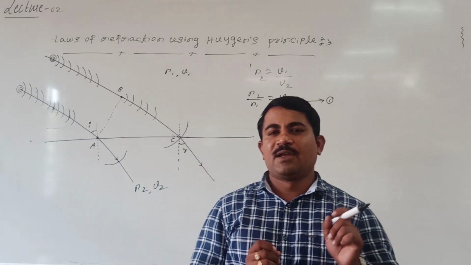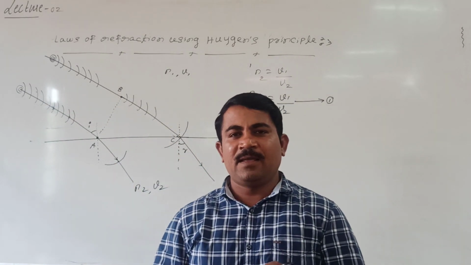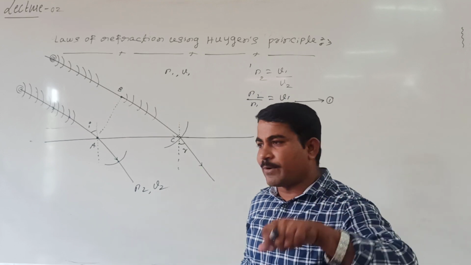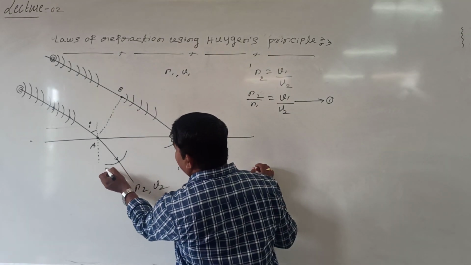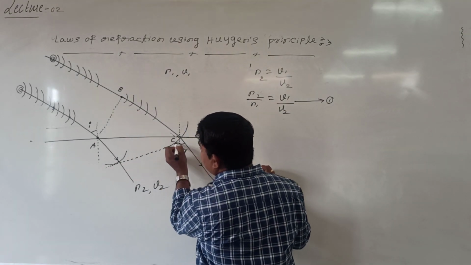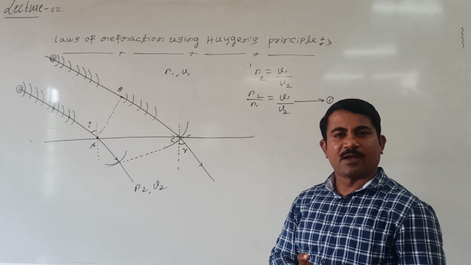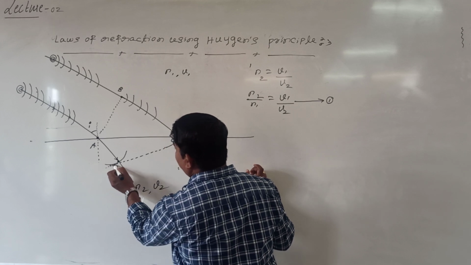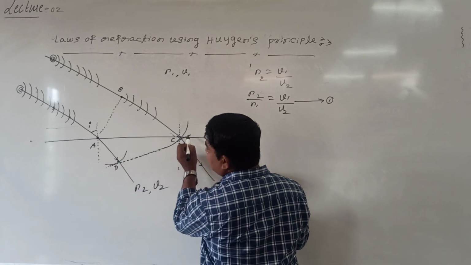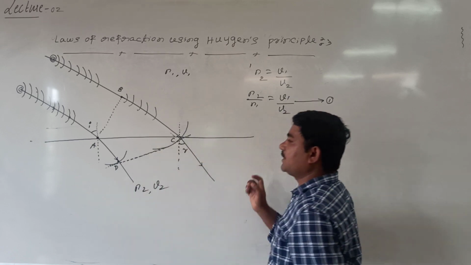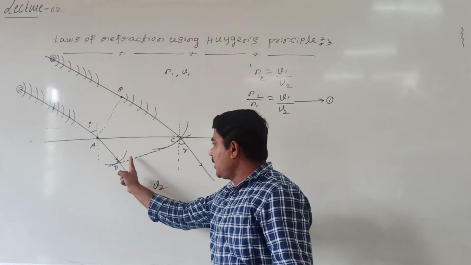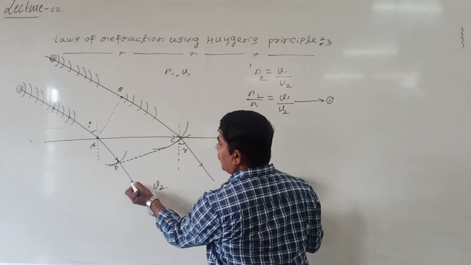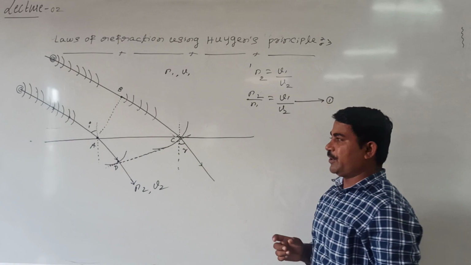Are you following? Then, what is the second point of Huygens principle? The forward envelope of secondary wavelets at any instant gives the new wavefront. Forward envelope means, if you take the tangent line, this tangent line indicates what? The forward envelope. How is it? Now, I can take this point as D. At point D and point C, if you draw the forward envelope, this indicates the new wavefront. The forward envelope of secondary wavelets gives the position of the new wavefront. Actually, from this again, so many wavefronts are originating from this point.